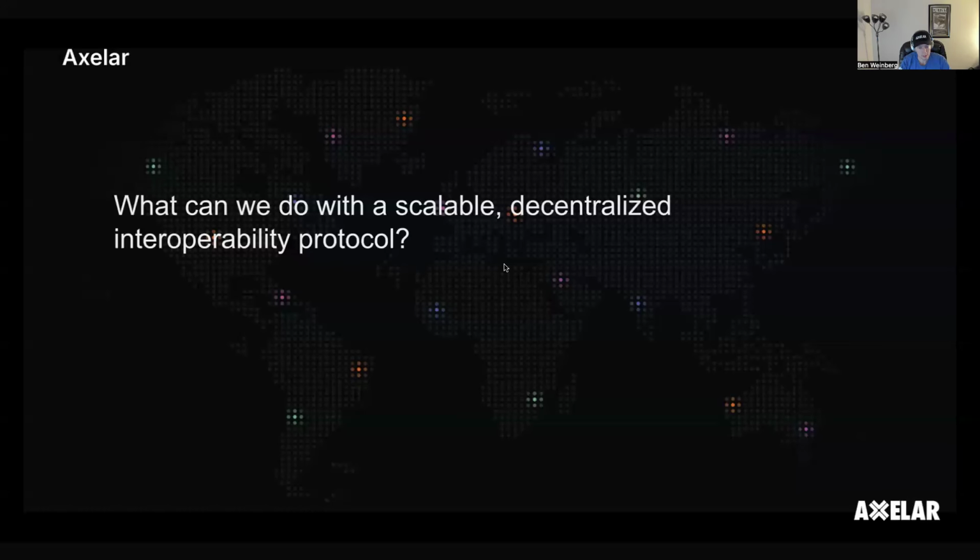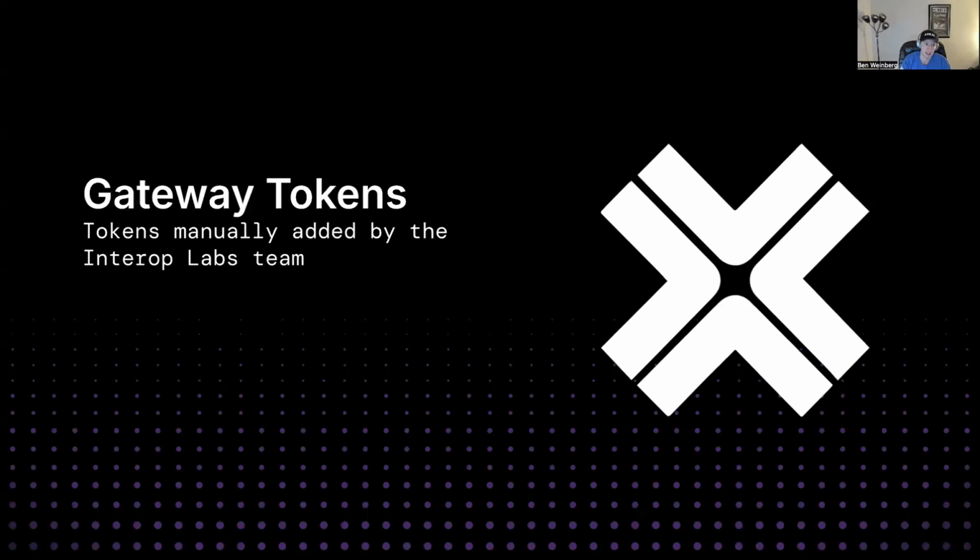So now we know we have an interoperability protocol that's scalable, decentralized and secure. And what can we actually do with it? Why does this matter? Well, a lot of what we're seeing today is the use of asset transfer. And what we've seen over the past few years is the use of what we call gateway tokens. These gateway tokens are kind of like wrapped versions of popular assets predominantly.